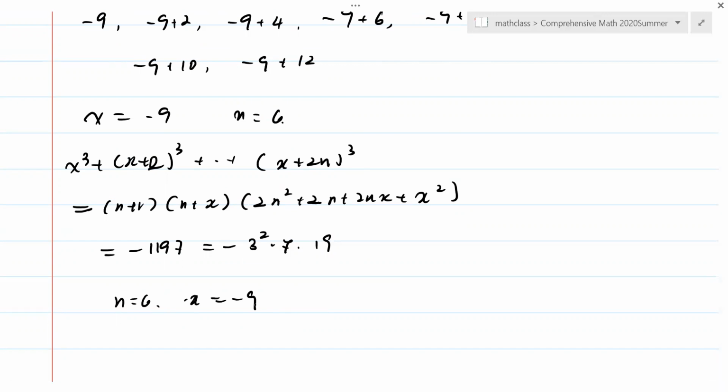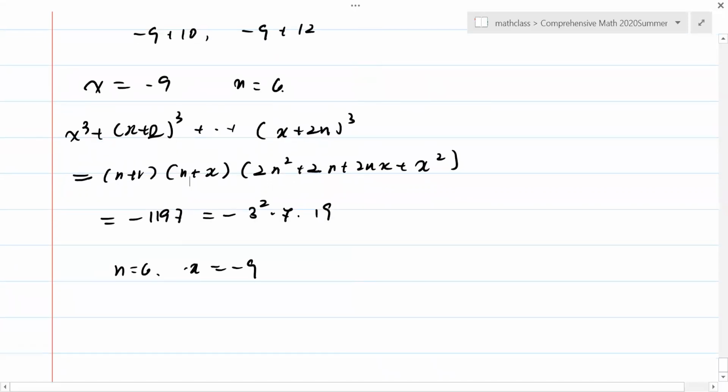Yeah, and then you have a 9. Okay, so n plus x, so negative 3, and negative 9 plus 1 is negative 8. Negative 7. Yeah, 7. Okay, so from here you can guess and try to figure out the numbers.